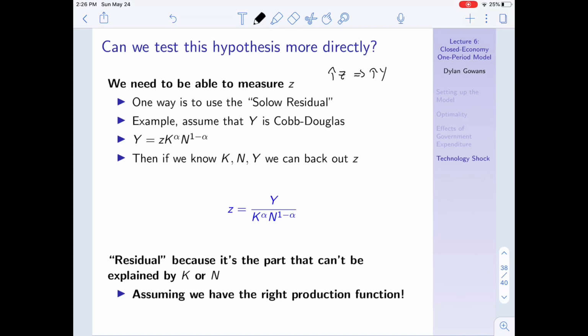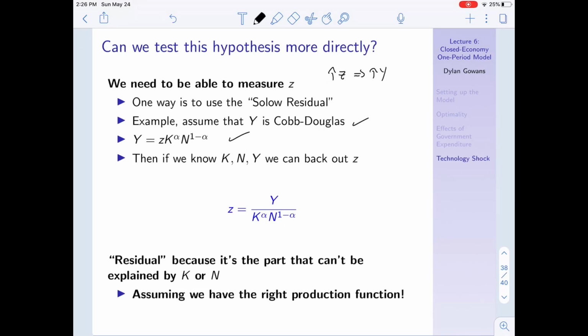But one way to do it is to use what we call the Solow residual, named after Robert Solow, a name you might recognize from the first lecture. So this is the Solow residual. Imagine that output is produced in a Cobb-Douglas way. That's the following: Y is equal to Z times k to the alpha, n to the 1 minus alpha.